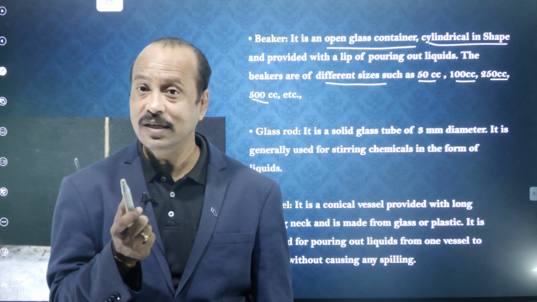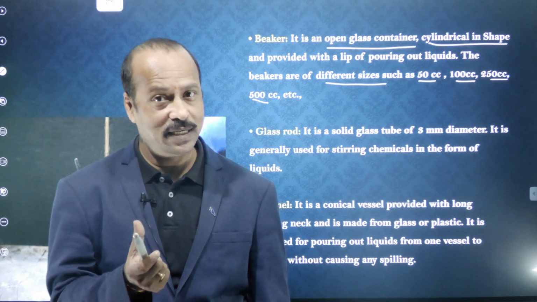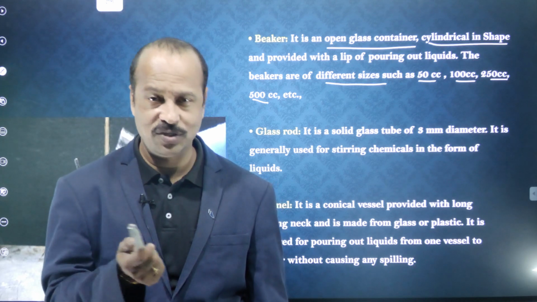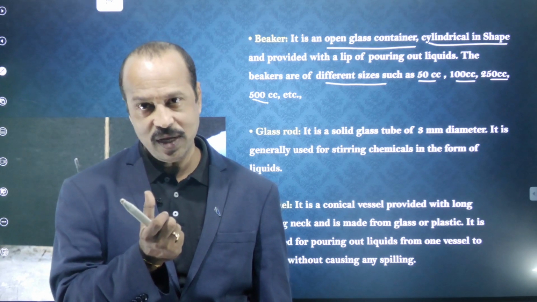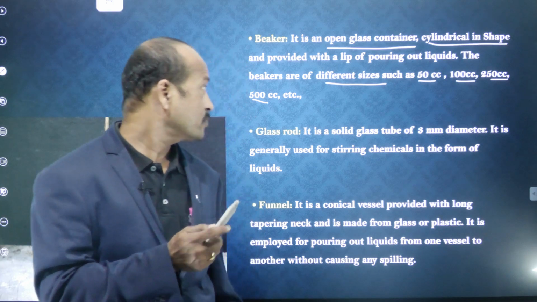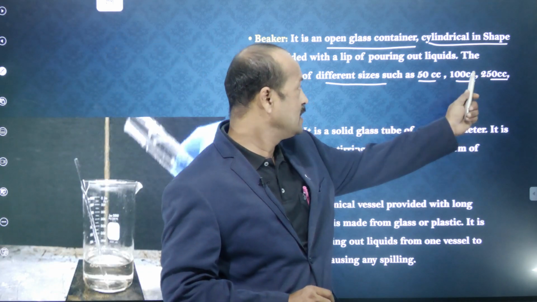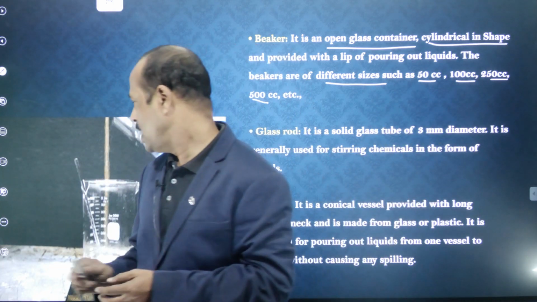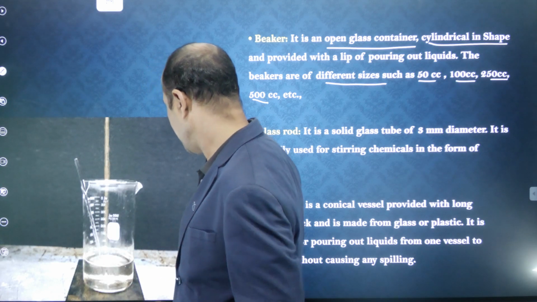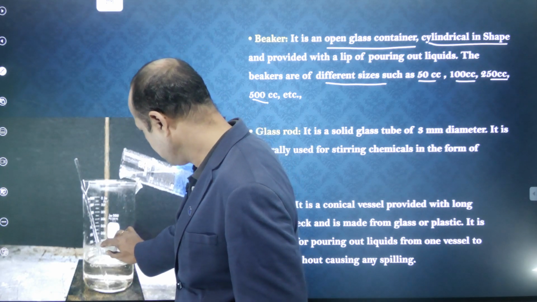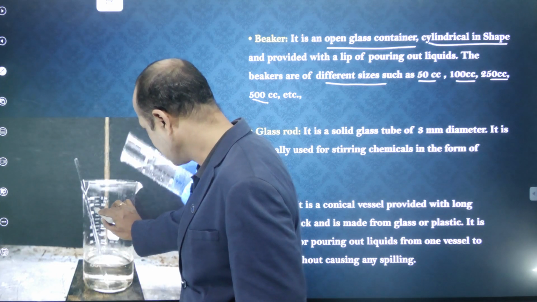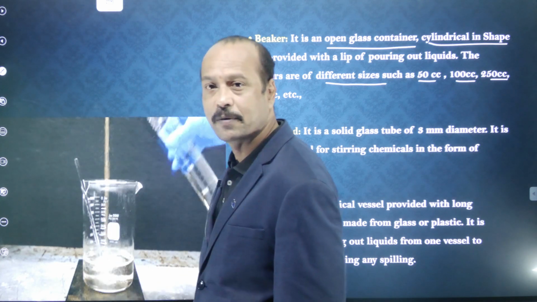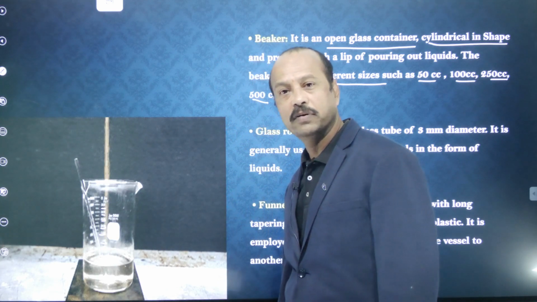So if you want to measure something in the liquid state, or even sometimes the gaseous state, we use the word volume. The volume is like 50 cc, 100 cc, 250; different sizes of beakers are available. This is a beaker, and here readings will also be there. You can see the lines here. These lines indicate the readings of the beaker.